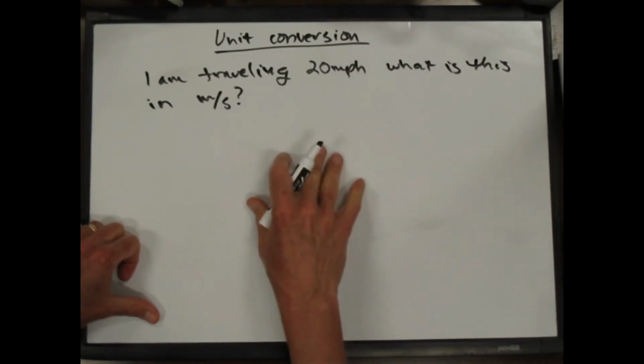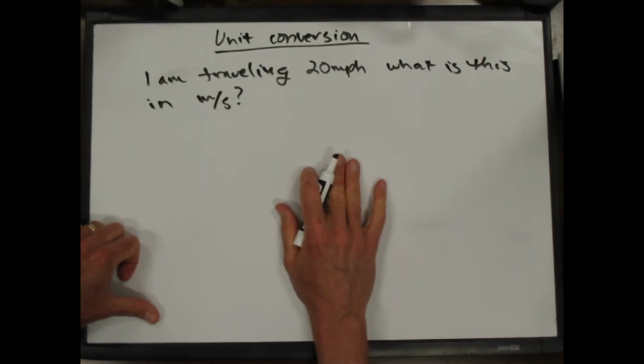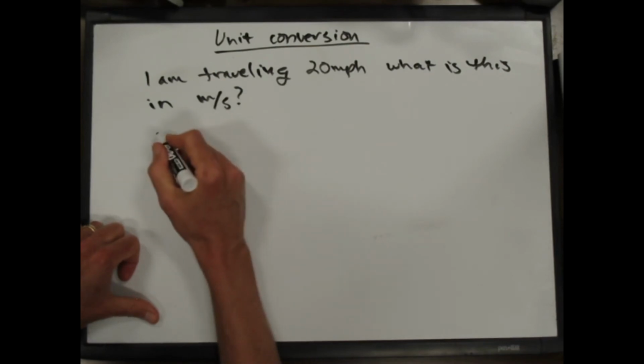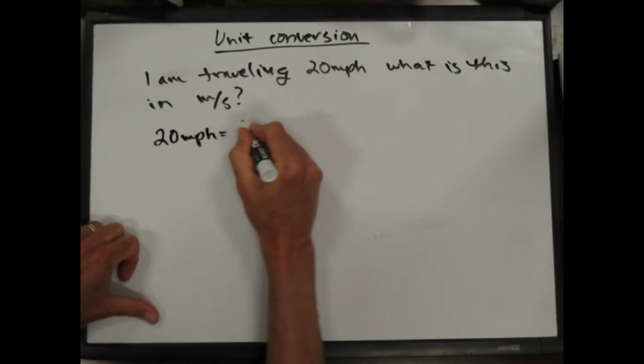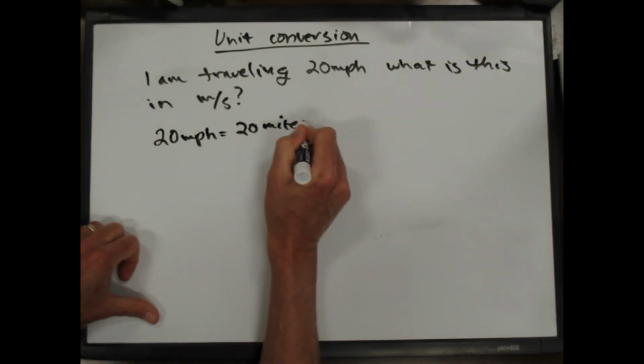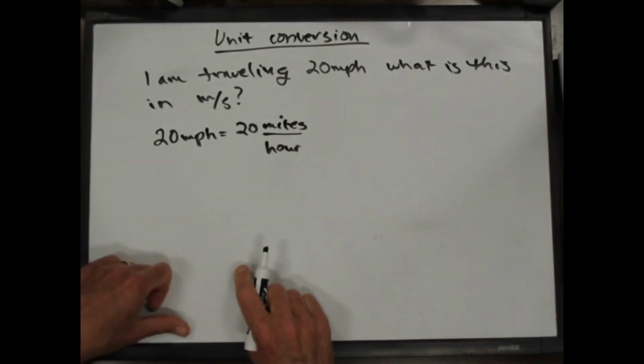But if you don't have a system that works, like you didn't learn it in a chemistry class or something like that, find one that does. This is what I do. I might start out with a statement that's true: 20 miles per hour. And now I want to convert this to meters per second.